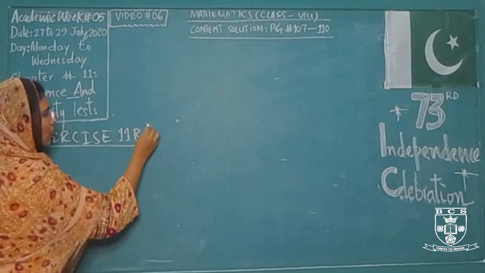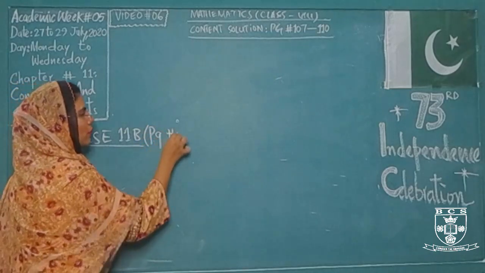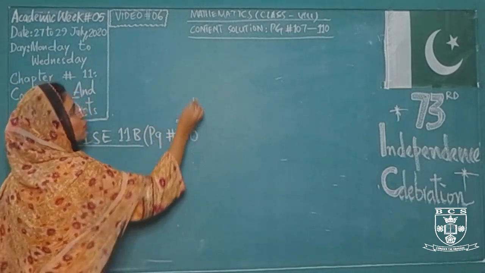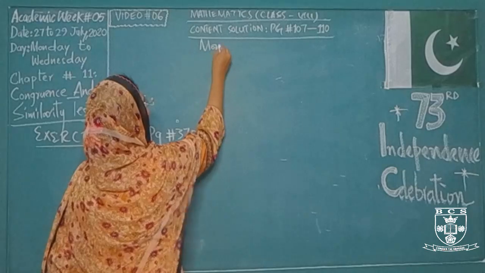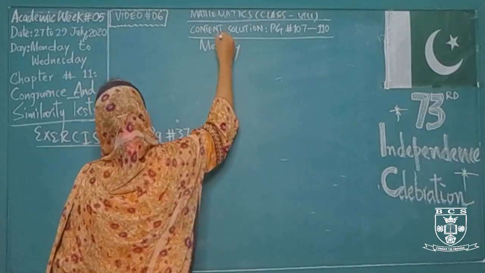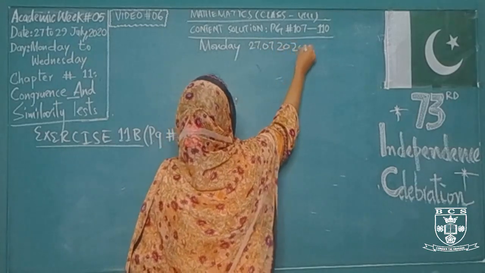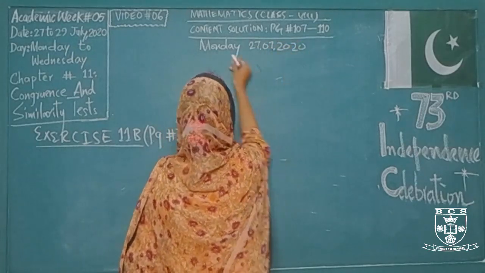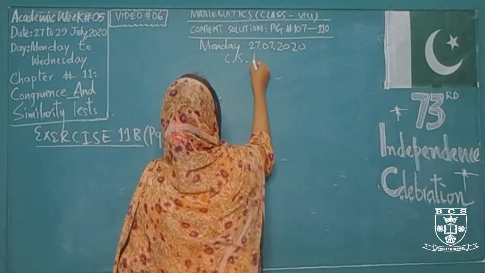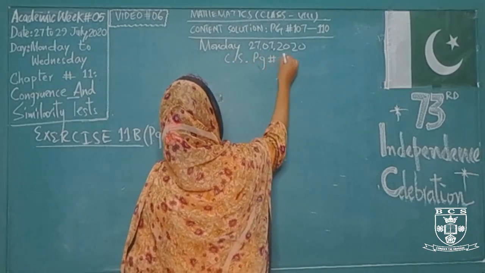Exercise 11B, book page number is 370. This is the work of your Monday, and the date must be 27 July 2020, and the content solution page number is 107.